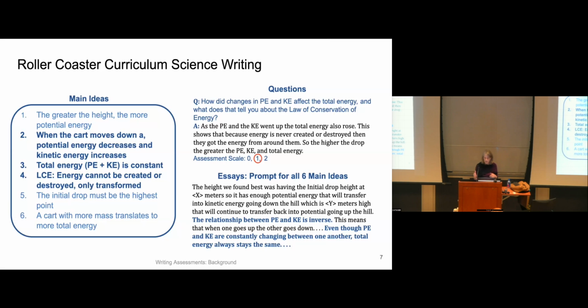in their essays. And one of the questions that's a little bit more complicated: how did changes in PE and KE affect the total energy? And what does that tell you about the LCE? Well, that's hitting 3 of the main ideas. The student addresses 2 of them and only gets partial credit on this 0, 1, 2 scale, where 0 is way off the mark, nothing, no credit. 1 is partially there, 2 is you got it.